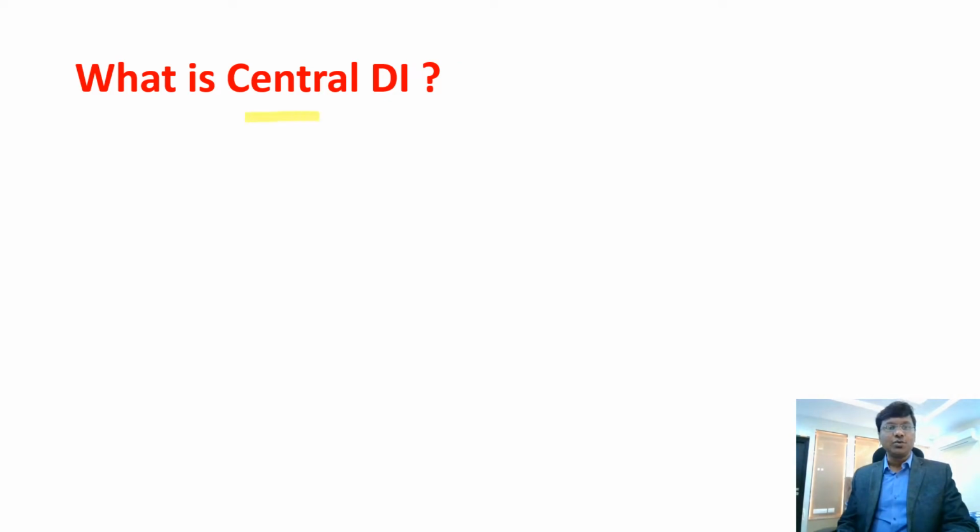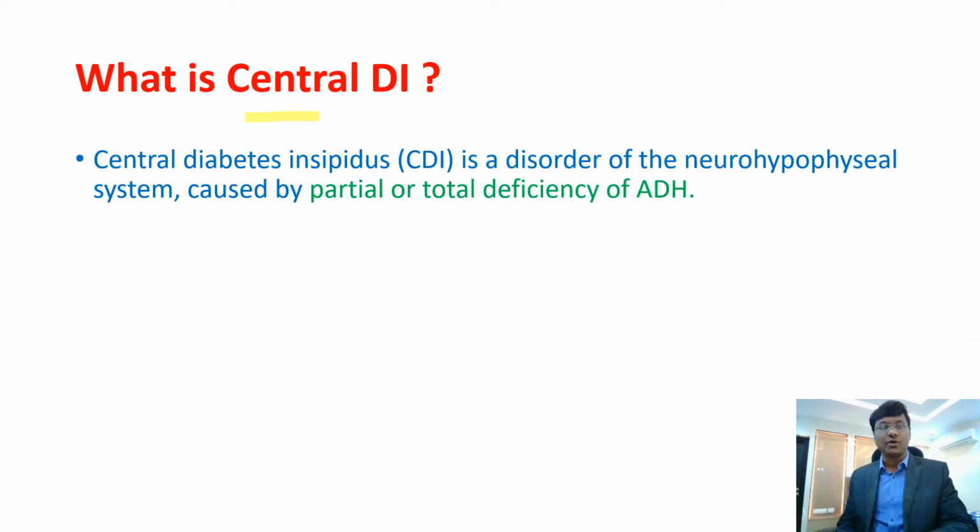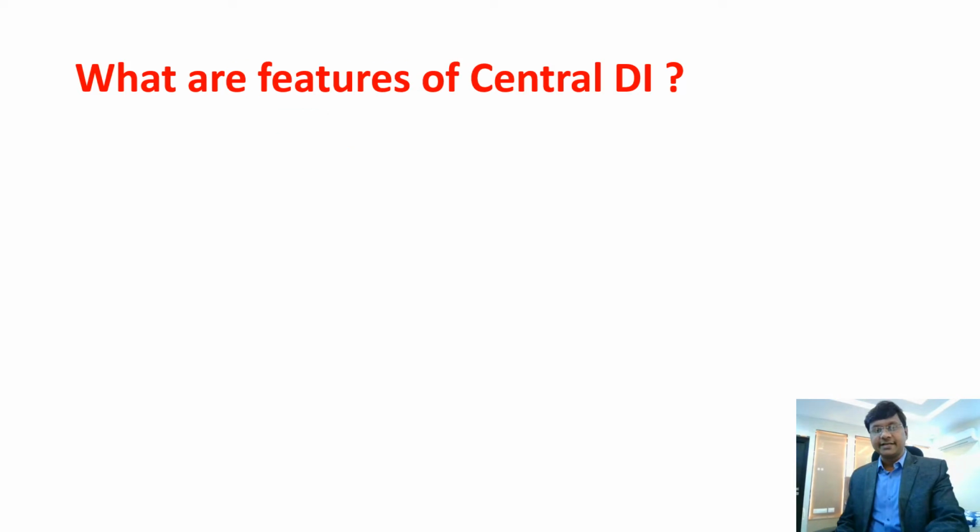Now let me tell you what is central diabetes insipidus. It is a disorder where there is partial or complete absence of the antidiuretic hormone. Right? It is a disorder where there is partial or total deficiency of the antidiuretic hormone. That is what is called central diabetes insipidus. Then, what are the features of central diabetes insipidus?